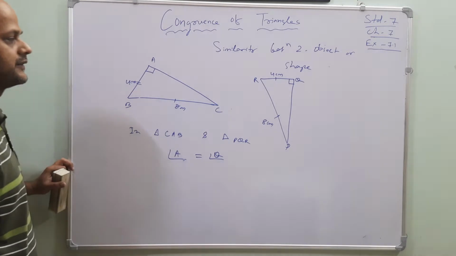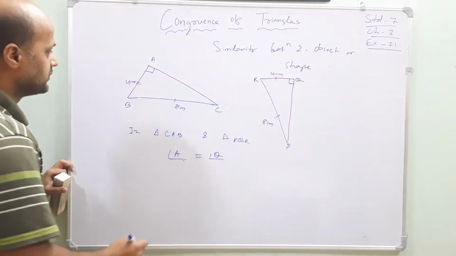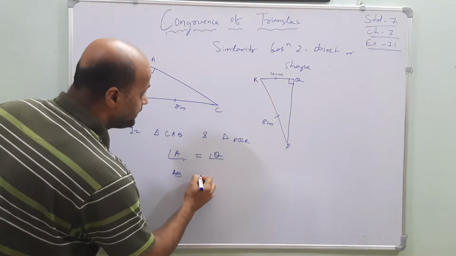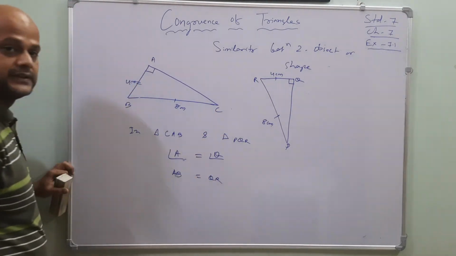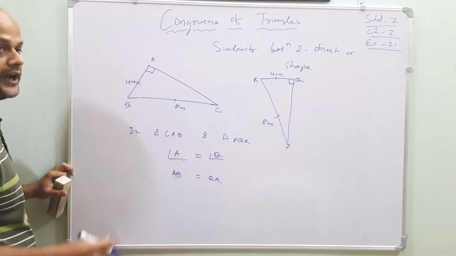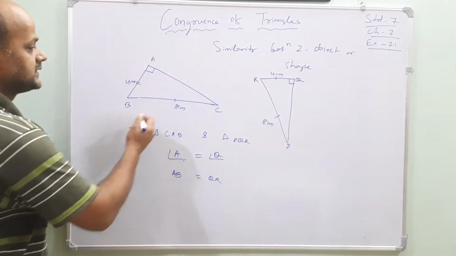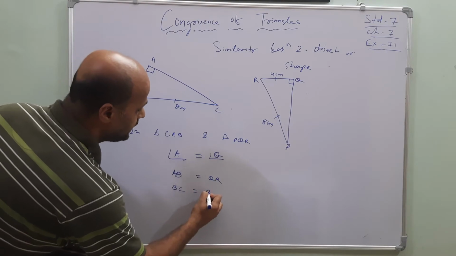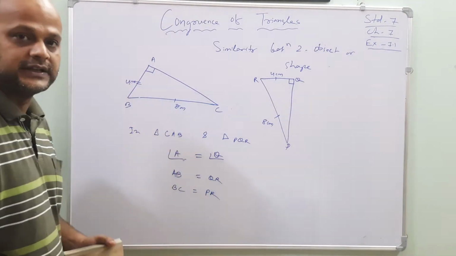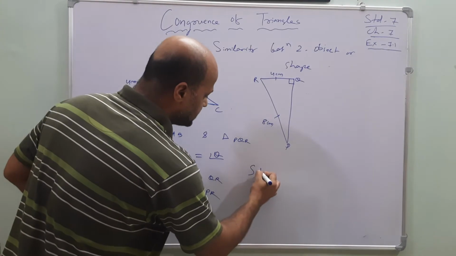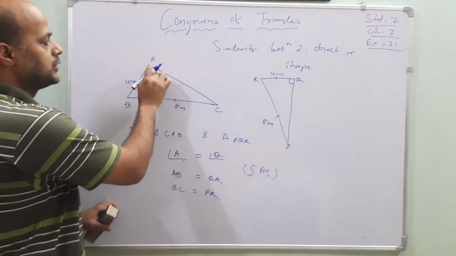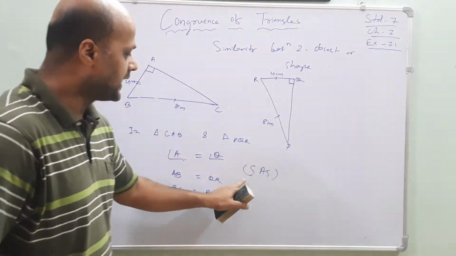And anything else? Yes, very good. AB side is equal to QR side. Anybody else? Yes, the diagonals. BC is equal to PR. Now three things are here, which means the SAS rule will be applied. Side, angle, side: two sides and one angle. That's why it is side, angle, side.